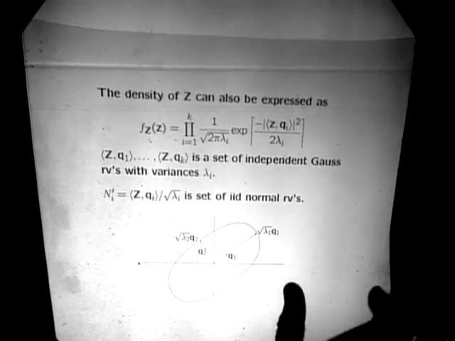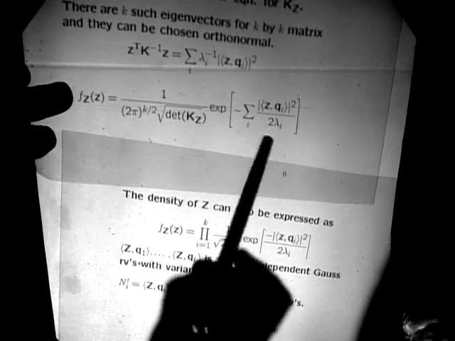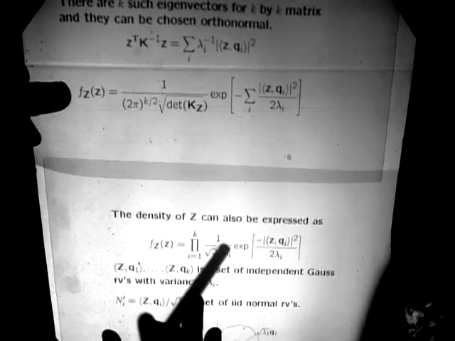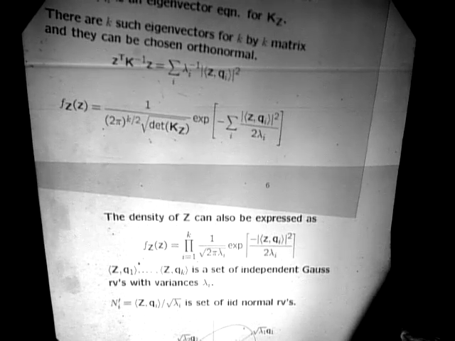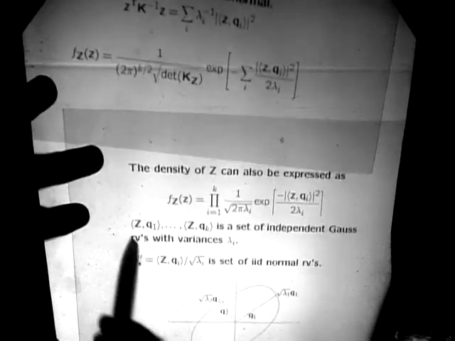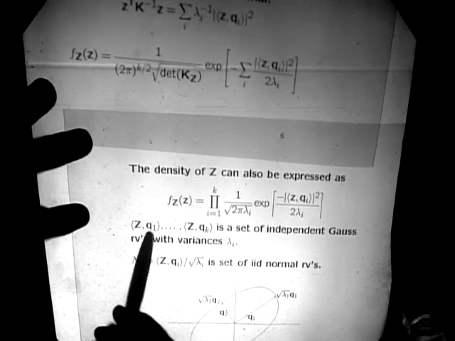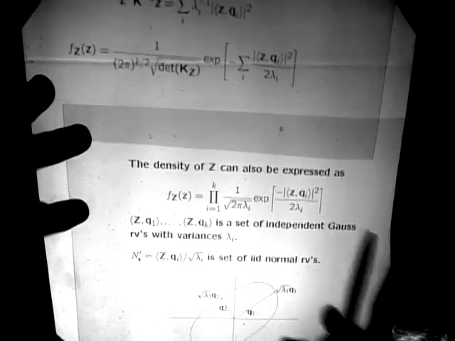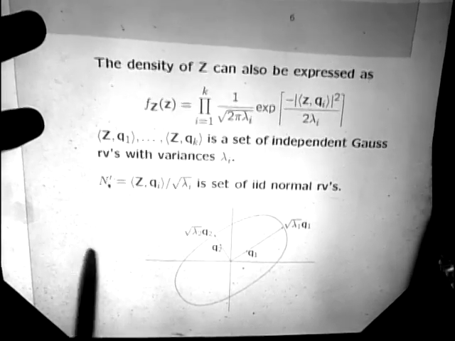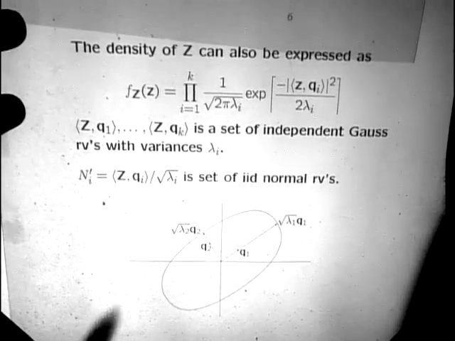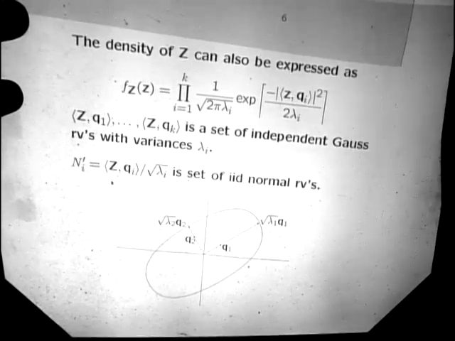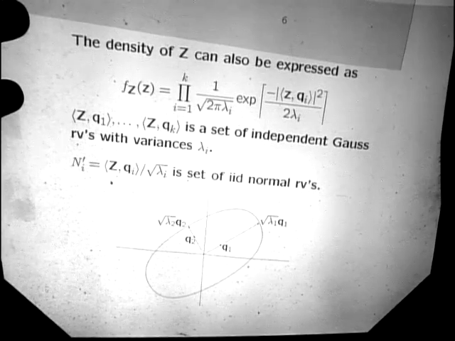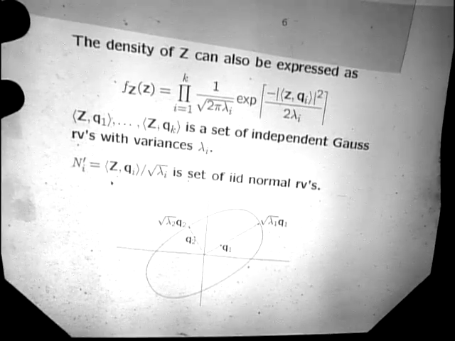The other thing we can do is to take this form here and say, gee, this is just a probability density for a bunch of independent random variables, where the independent random variables are the inner product of the random vector z with q_1 up to the inner product of z with q_k. So these are independent Gaussian random variables. They have variances lambda_i, and this is the nicest formula for the probability density of an arbitrary set of jointly Gaussian random variables.